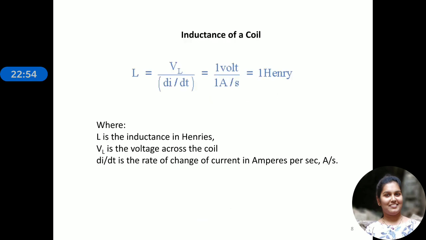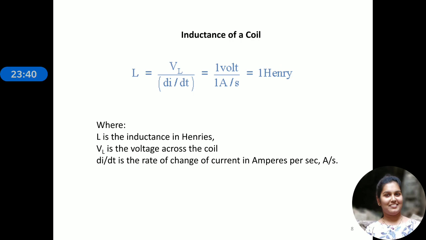So how we write L is from the same expression. If we take L to the left side and VL to the right side, we can simply write it as L is equal to VL by di by dt. This is nothing but 1 Henry. That is, if VL is equal to 1 volt and di by dt is equal to 1 ampere per second, then what we get is nothing but 1 Henry. Here L is the inductance in henries, VL is the voltage across the coil, and di by dt is the rate of change of current in amperes per second.